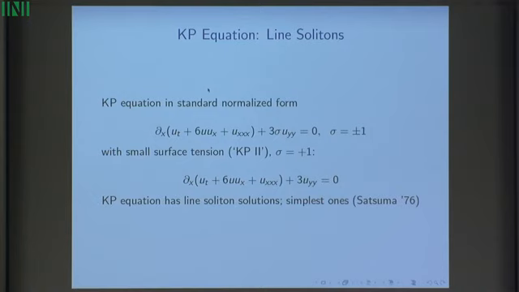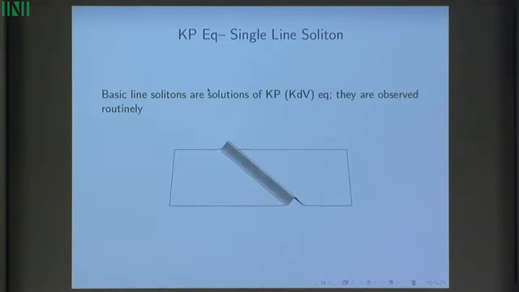Here's the KP equation in normalized form. KdV, 1 derivative, plus 2 transverse derivatives. And there are 2 signs. Small surface tension, we gave it the name KP2. Don't know why we chose that, but we did. And here's the equation. And the simplest soliton, line soliton solutions are due to Satsuma, 76. And here's just one of them.